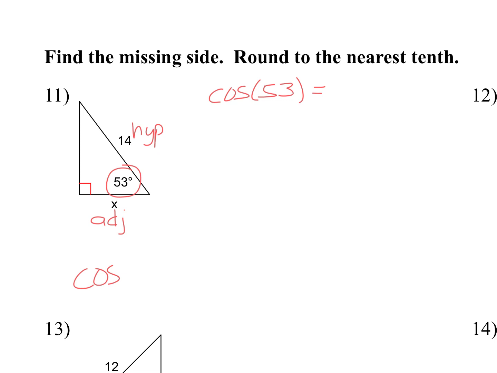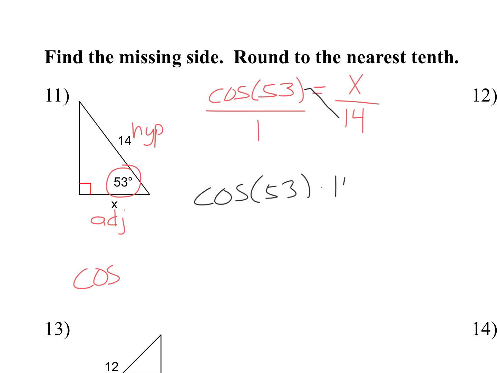What did we label as adjacent? X. What did we label as hypotenuse? 14. How can I turn this into something so I can solve? Put it over 1. Yep, and then we're going to cross multiply. Now here's a trick. When you cross multiply, I'm taking cosine of 53 times 14. I'm going to write it out for now. And then what is on the other side? 1 times x, which is x.